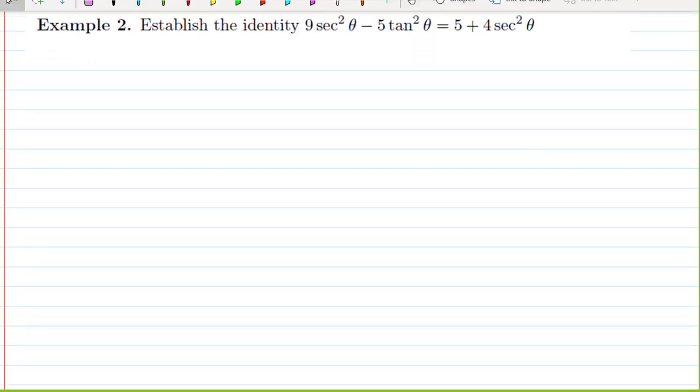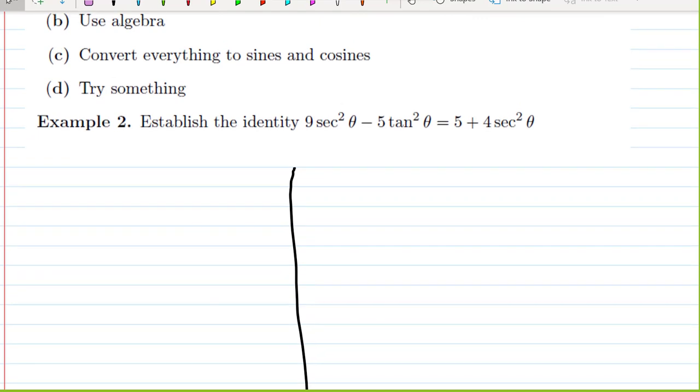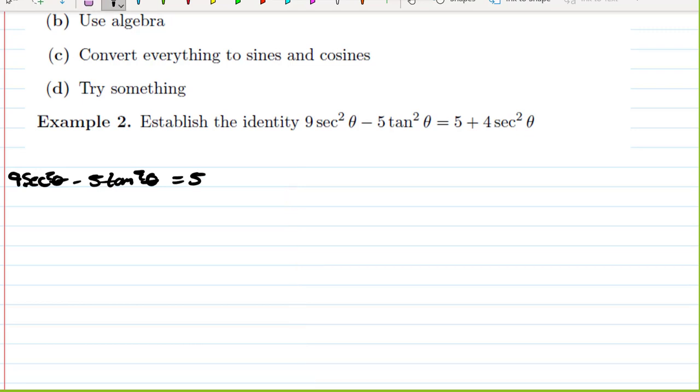So when proving trigonometric identities, similar to when I was simplifying, I'm going to divide my page in half and do my 2 columns. So on one side, I'm going to write the actual thing I'm working on. So I have 9 secant squared theta minus 5 tangent squared theta is equal to 5 plus 4 secant squared theta.